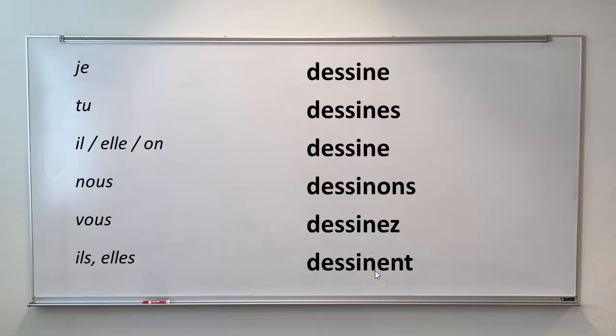So there are only 3 different forms that you actually hear. If I were to just say the forms, you would just hear dessine, dessinons, dessinez. Dessine, dessinons, dessinez. So just those 3 forms. And this goes for the majority of regular ER verbs. The pronunciation is going to follow that pattern.